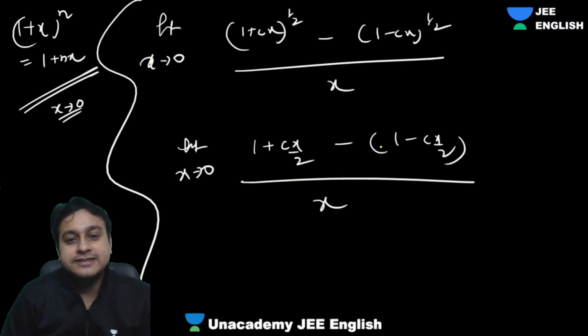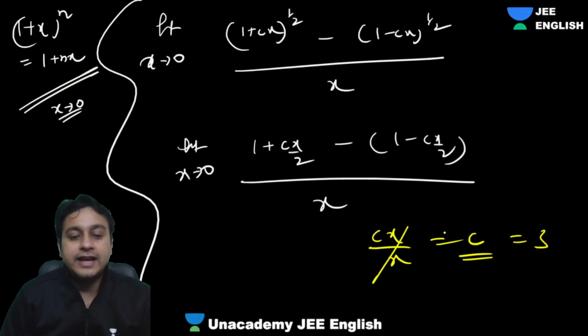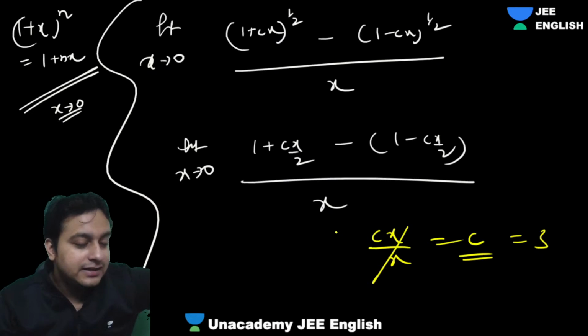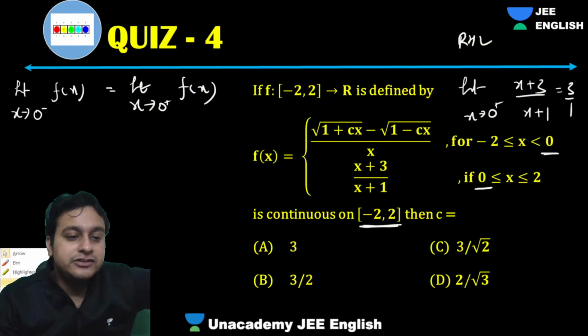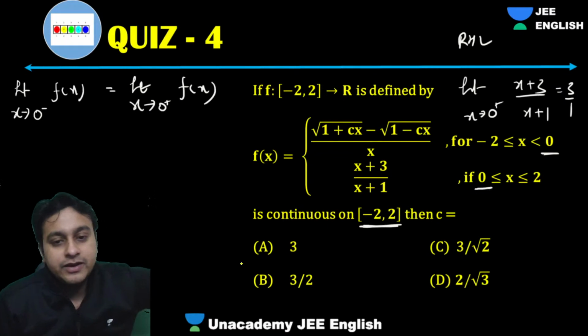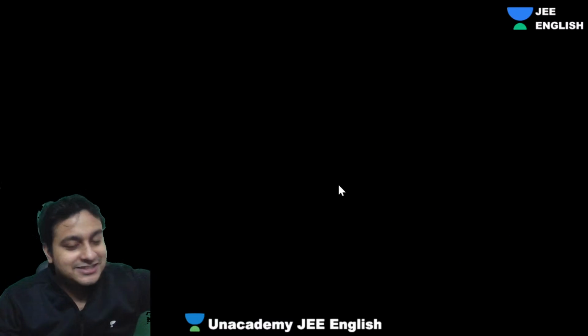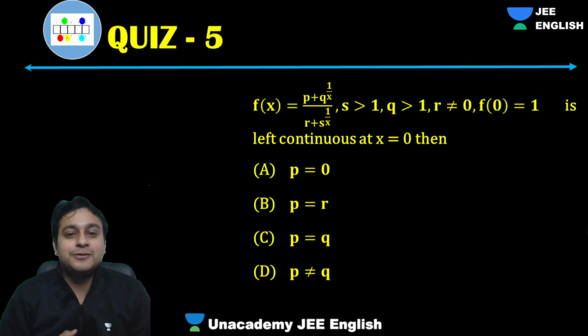1 will cancel. We'll get cx by 2 plus cx by 2. That will be what? cx upon x. X cancel. C, that is equal to 3. LHL equal to RHL. Yes, that's it. Simple. That's great. Okay, guys. So you can differentiate also. You'll get the same answer. You can use binomial theorem also. You'll get the same answer. Okay. Chalo. Next. Let's do some good ones today.